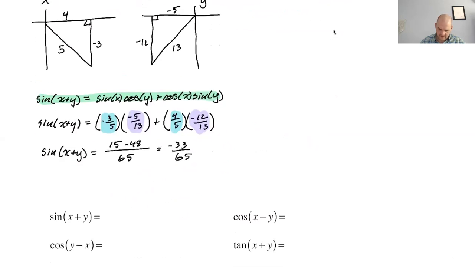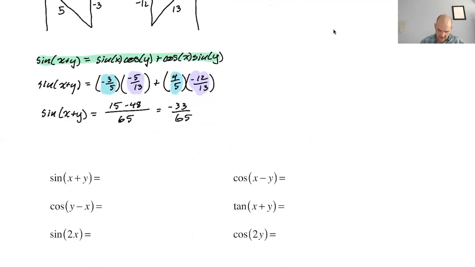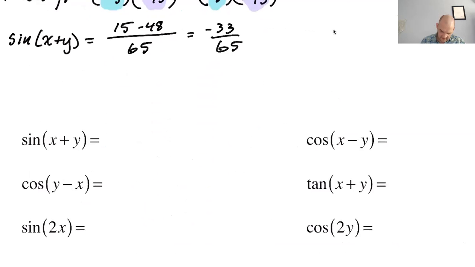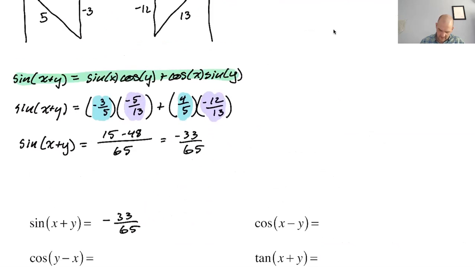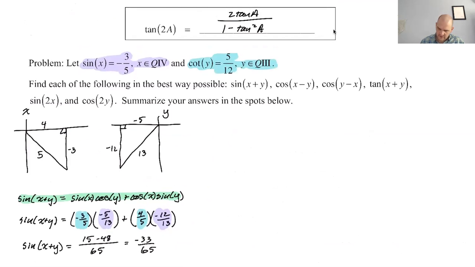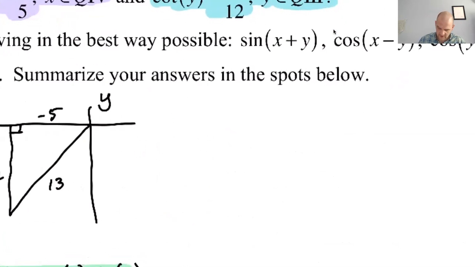So what are we doing? Oh, there's a place to summarize our answers. Sine of x plus y, I've gotten negative 33 over 65. Okay. So now I need to find the cosine of x minus y. So we're going to do the same thing. We're going to first write down our formula.